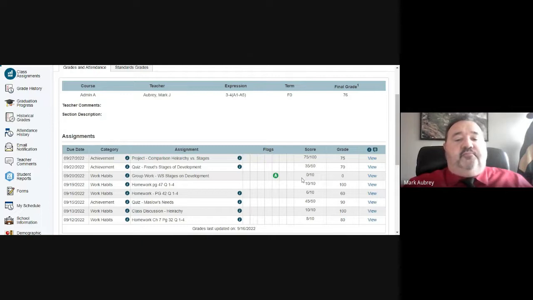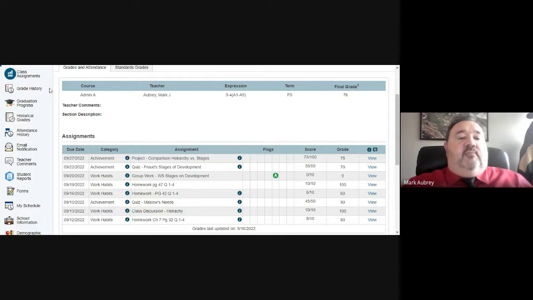So because Cookie Monster was absent, didn't come back from work, did do well in the first homework, he only got a 35 out of 50 on that first test, or a 70 on that quiz. And then there was a project due about 5 days later that they were working on, comparison of hierarchy of needs versus stages of development, and in part probably because he never came back to make up this work, Cookie Monster got a 75. All right, so we have 3 achievement grades and 5 work habit grades.